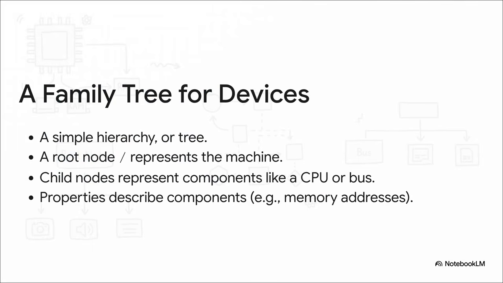And what's really cool is how simple the structure is. It's basically a family tree for all the parts on the board. You have a root node that represents the whole machine. Then you have child nodes for the big things, like the main chip, which then has its own kids, like a USB controller or a serial port. And each of these nodes has properties, little bits of data like a memory address or which interrupt line it uses.